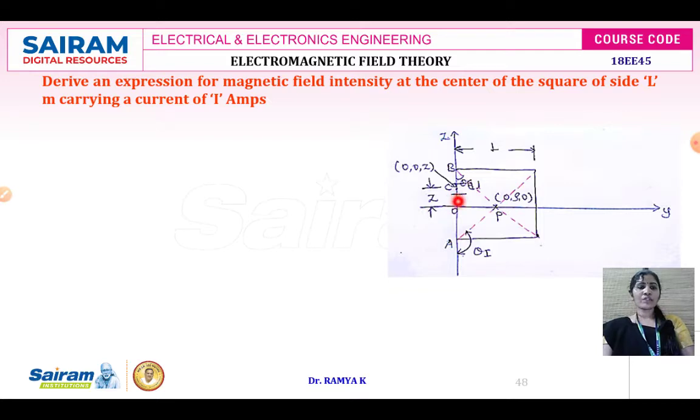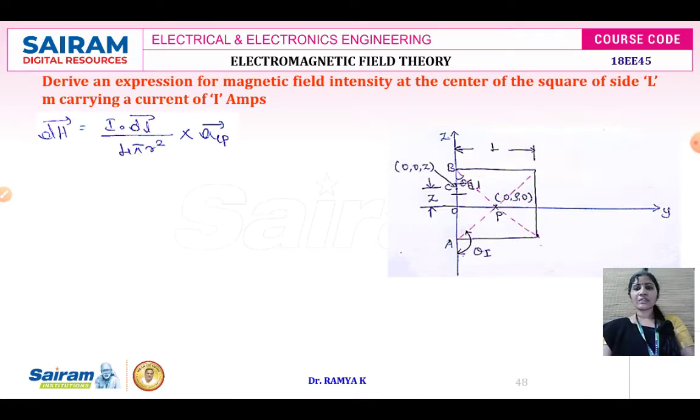Therefore, the coordinates of this particular point are 0, 0, z. And since it is the point P, consider this is at a distance of rho meter from O. Therefore, the coordinates of point P can be written as 0, rho, 0. Now, to identify the expression for the magnetic field intensity, we have to apply the Biot-Savart law. So this is one type of application that you can relate to the Biot-Savart law.